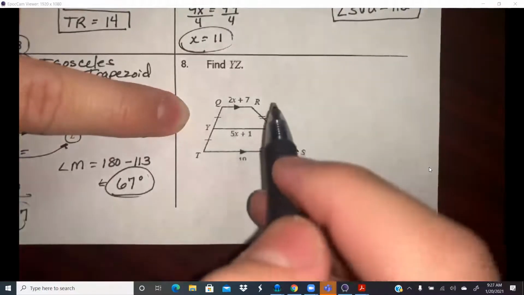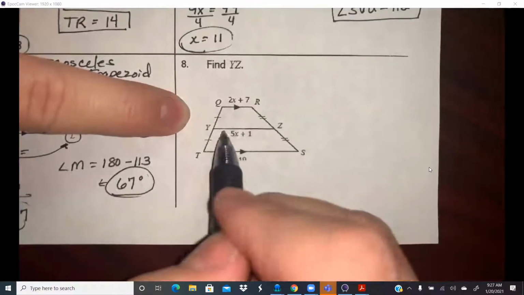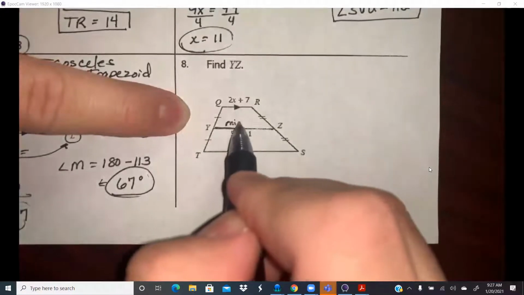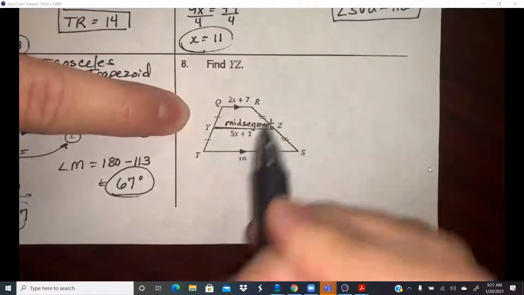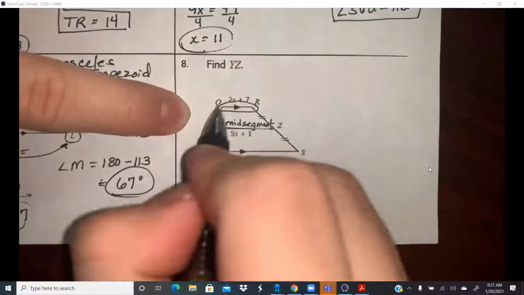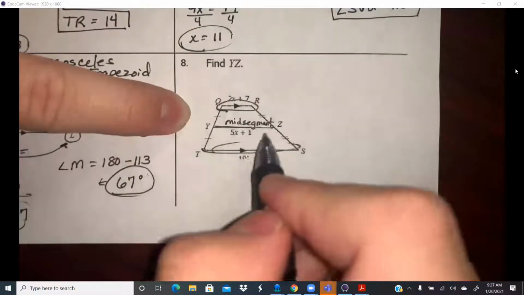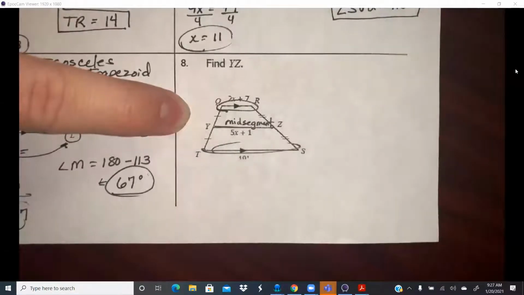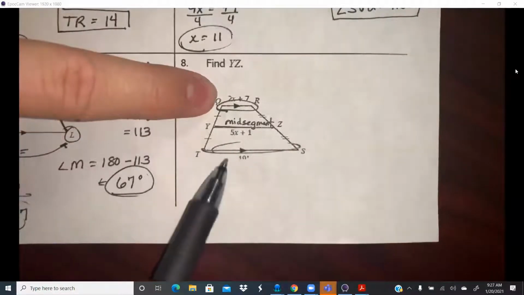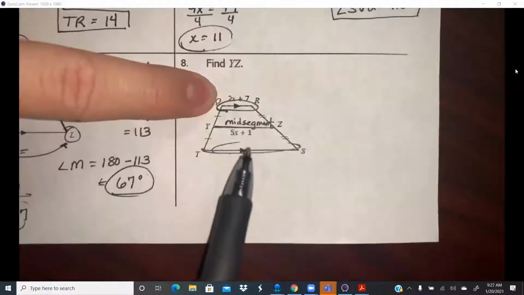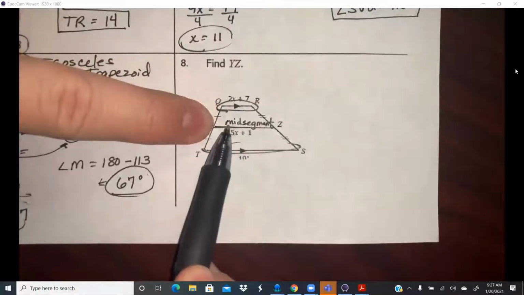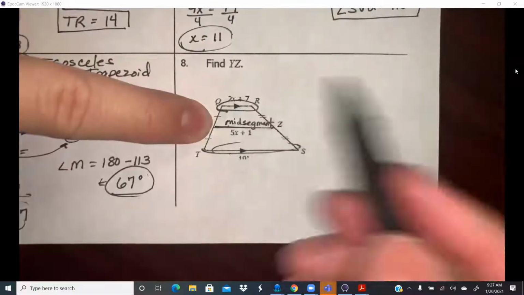All right, so I'm going to look at these two, and one thing you have to remember, if you ever have a mid-segment, which is what we call this, is that if I add the top and the bottom segments together, both of those add together to become double whatever the mid-segment is. Let me say that again. The top segment plus the bottom segment is equal to double the mid-segment. So we can set up our equation there.